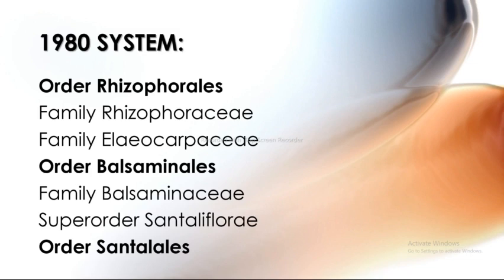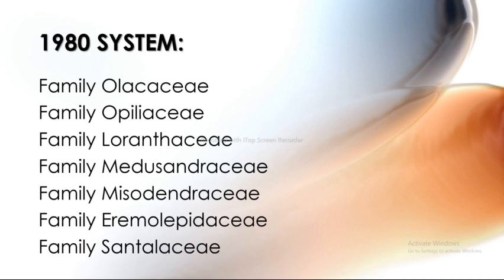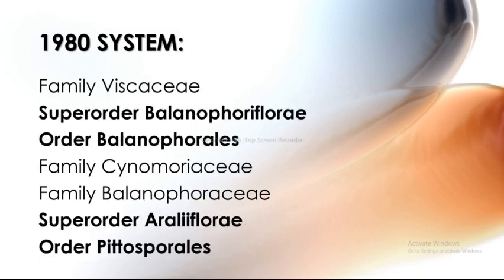It includes the family Balsaminaceae, and the next superorder is the Santaliflorae. It includes the order Santalales, and Santalales includes the families Olacaceae and Opiliaceae, and the next is the Loranthaceae, and the next is the Myzodendraceae, Eremolepidaceae, Santalaceae, and Viscaceae.